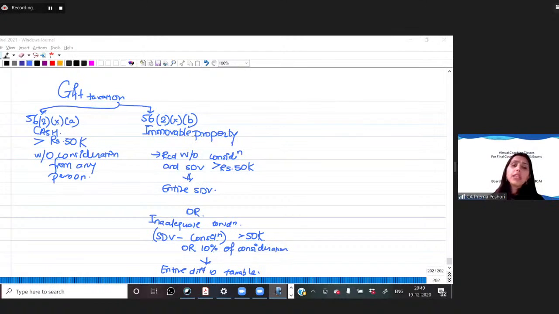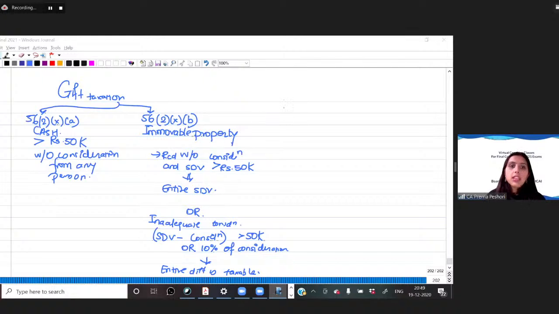Here also, SDV as on which date is to be taken, date of registration or date of agreement? If both dates are different, it is to be taken on the date of agreement, if amount is received through account payee cheque or bank draft or ECS on or before the date of agreement. If amount is not received, then on the date of registration. Same provision like 50C. Clear?